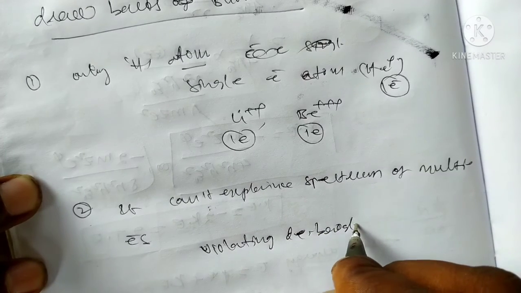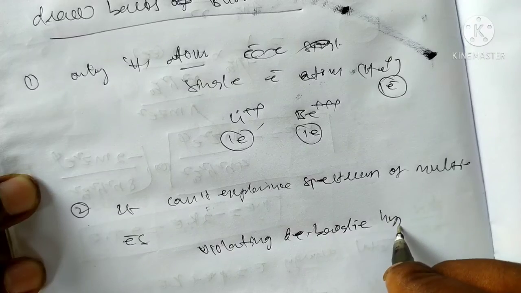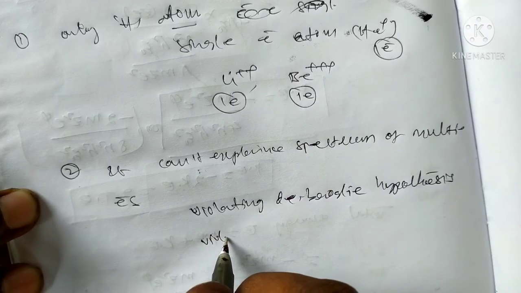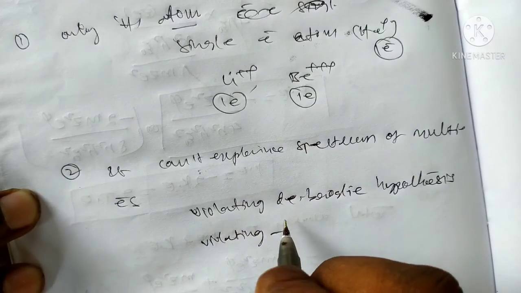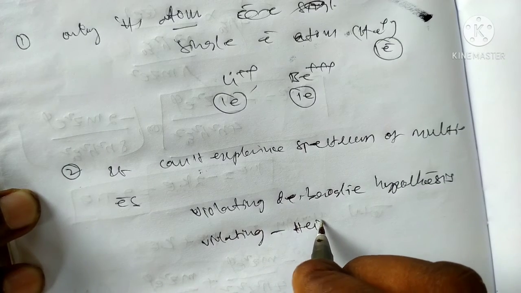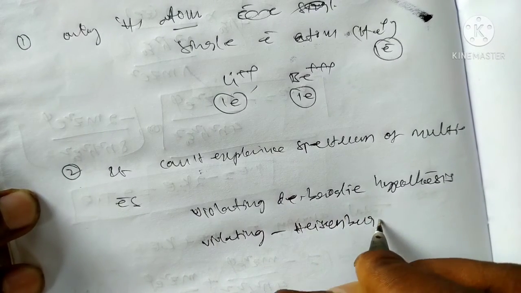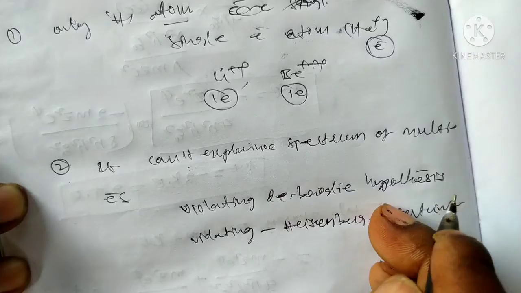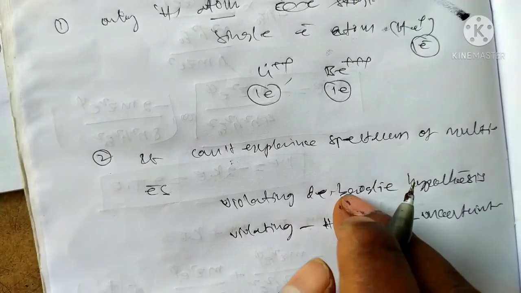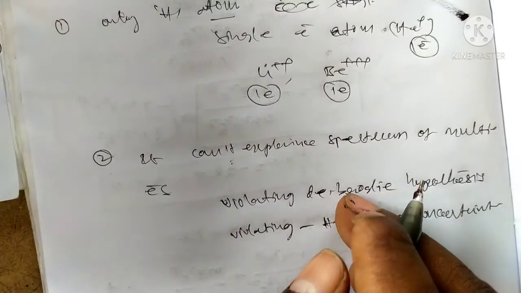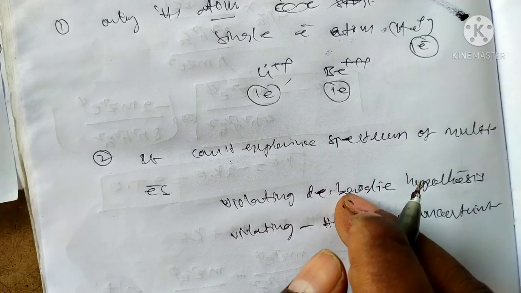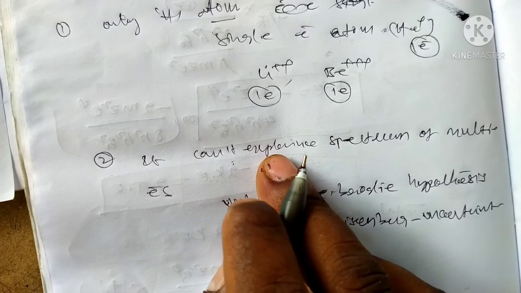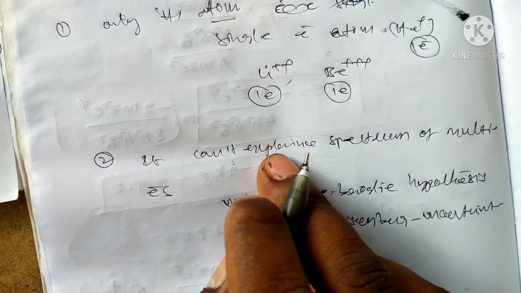It violates the de Broglie hypothesis and violates the Heisenberg uncertainty principle. These are the failures, the drawbacks of the Bohr atom. And there are also some other drawbacks.